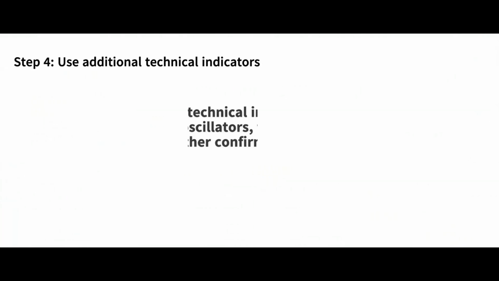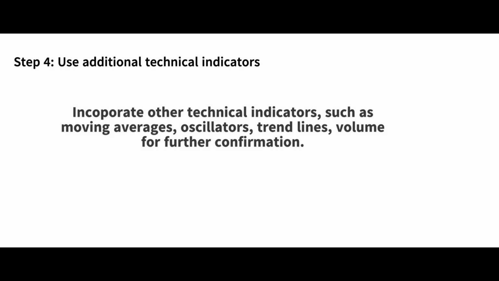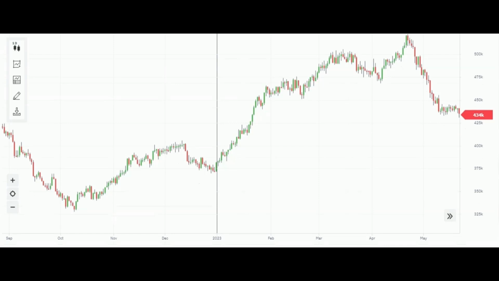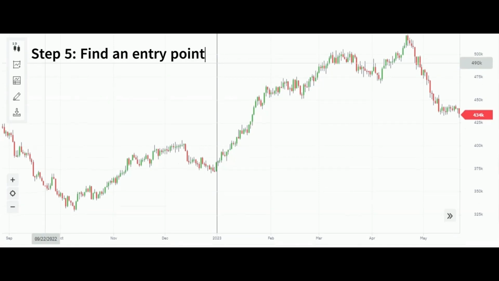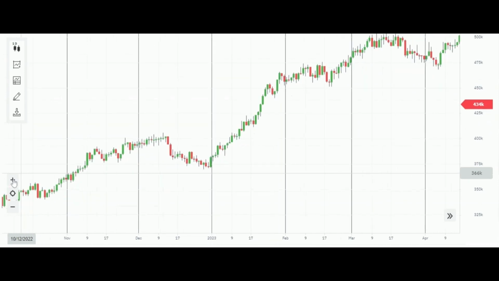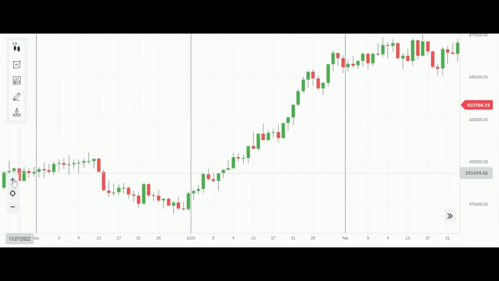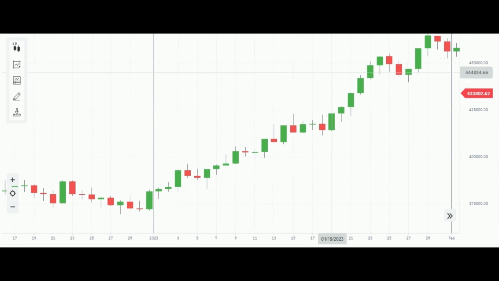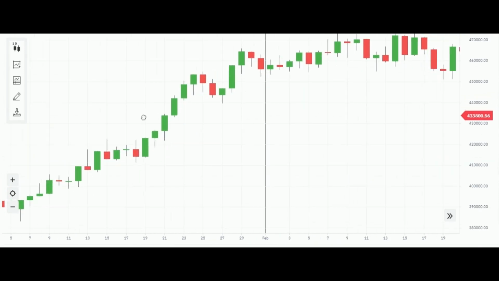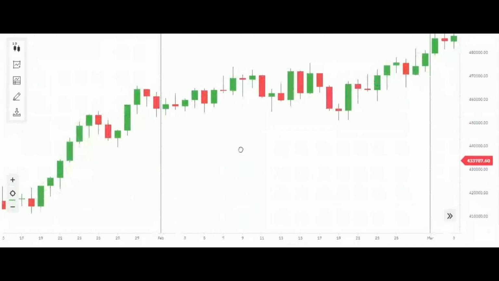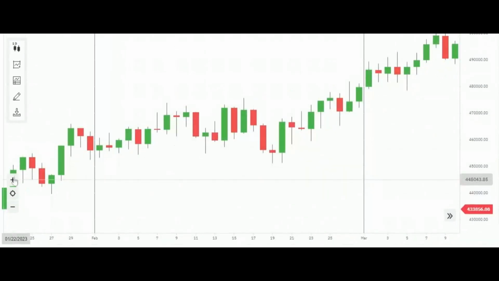To reverse the trend, use additional technical indicators. Incorporate other technical indicators such as moving averages, trend lines, volume or oscillators for further confirmation of the market trends and potential price movement. Now that you are well informed, it's time to look for an entry point. Look for patterns such as breakouts, trend reversals, or support and resistance levels that suggest a favorable entry. Use bullish and bearish candlestick patterns to identify potential entry points.